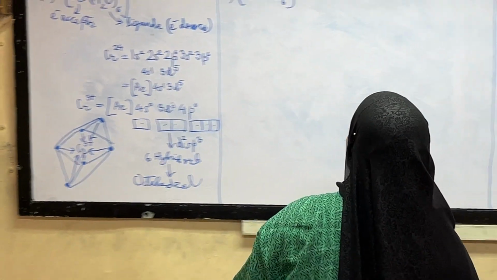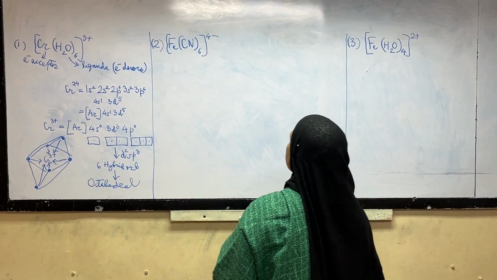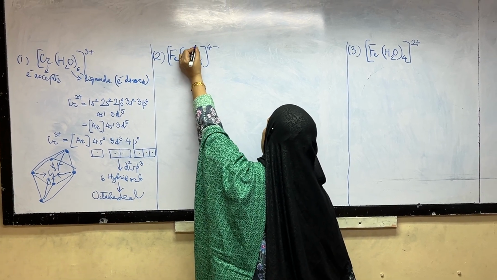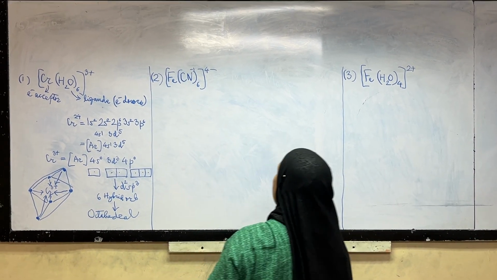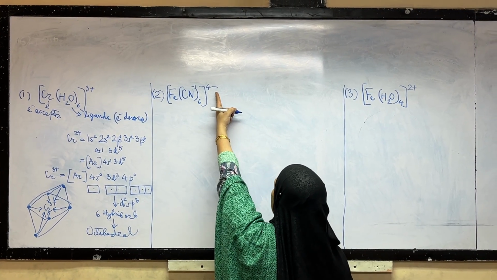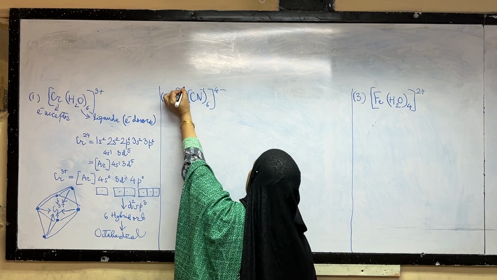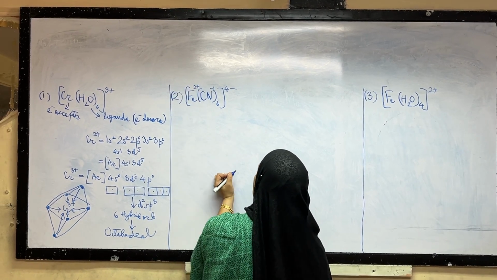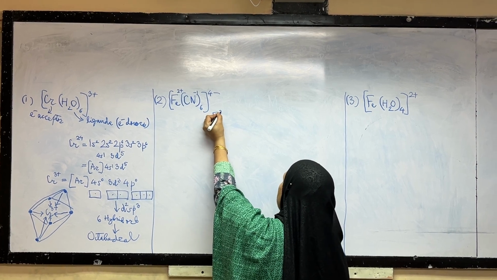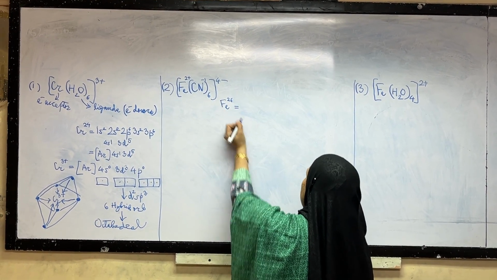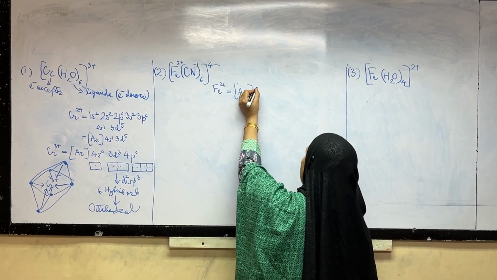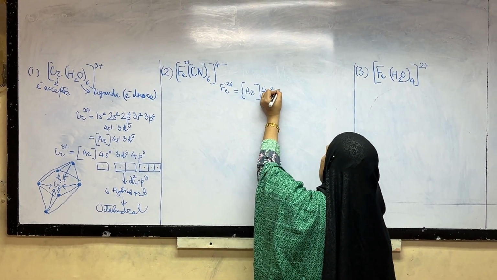Moving on to the next coordinate compound, FeCN6 4-. CN or cyanide has charge -1, and there are 6 cyanide ligands, which means the charge will be -6, and the overall charge of the complex is 4-. That means Fe will be 2+. Now starting with the electronic configuration of Fe, atomic number 26, this will be argon 4s2 3d6.